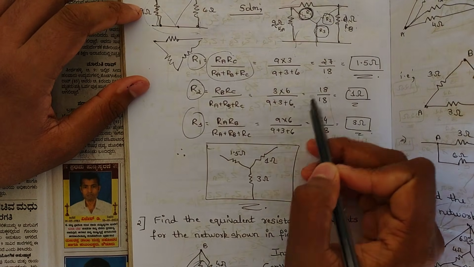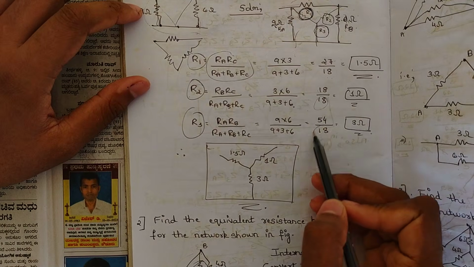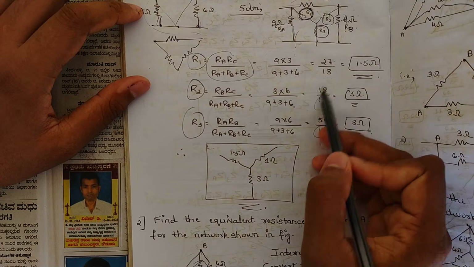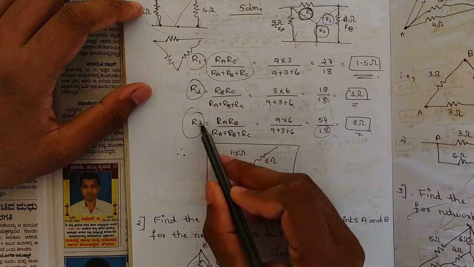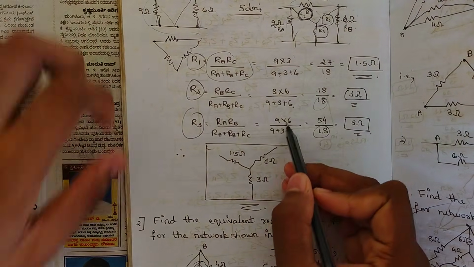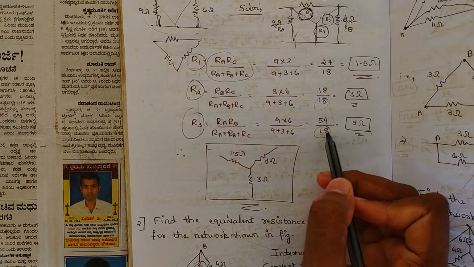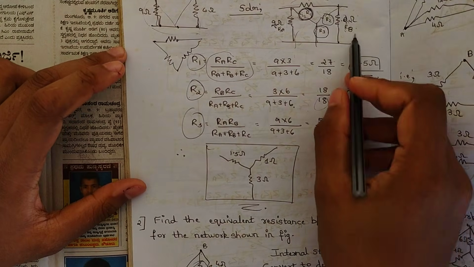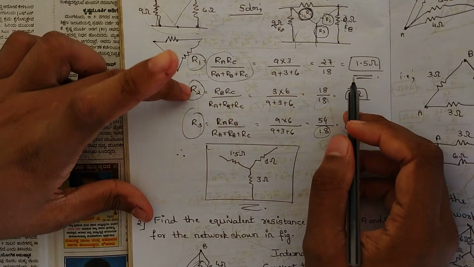So 3 into 6 is 18 divided by, this is again 18 for all of them. Keep it 18 constant. 18 by 18 is 1. Similarly for R3, 9 into 6 divided by 18, that is 54 by 18, that is equal to 3 ohm. So like this we have got the values of R1, R2, R3.